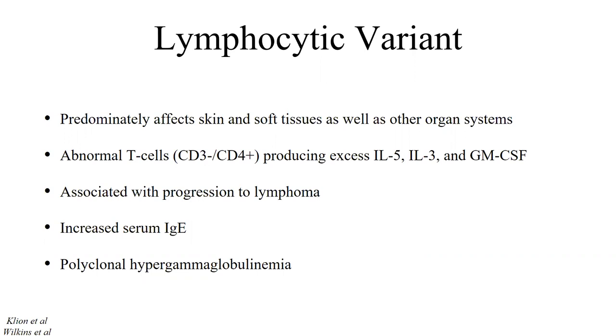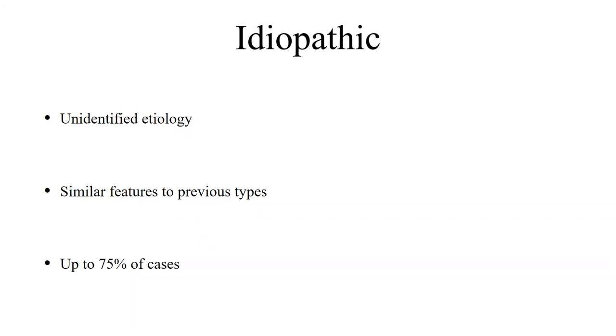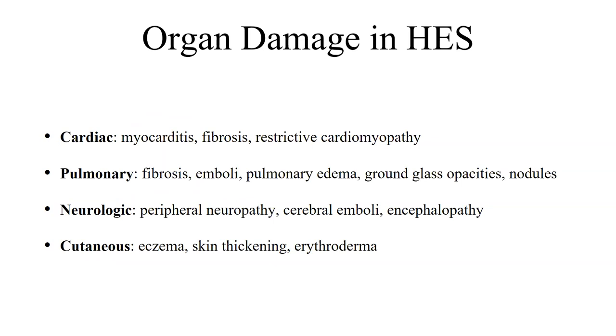Idiopathic is very common. A lot of the articles that I was reading stated that this is one of the most predominant types. It shares features of the previous two, but the underlying cause is not identified in these patients. But there's still multi-organ involvement. In terms of the organ damage, of course, depending on what organ is damaged, that determines the prognosis or poor factor.